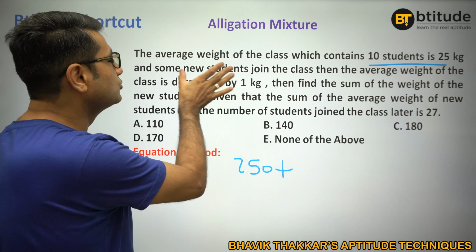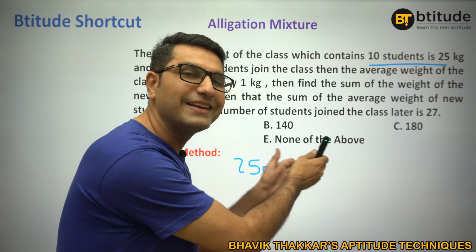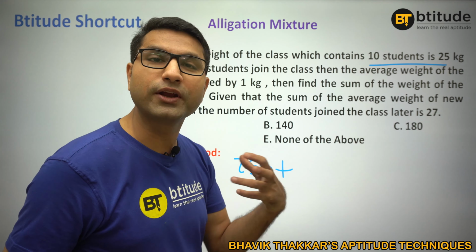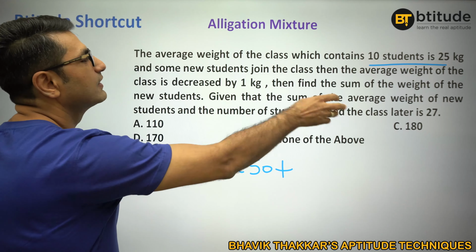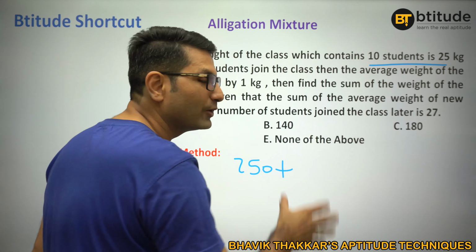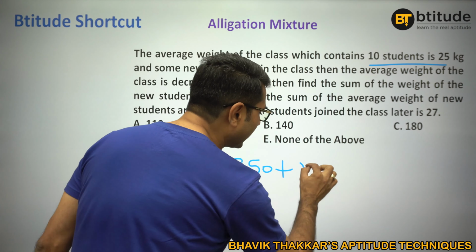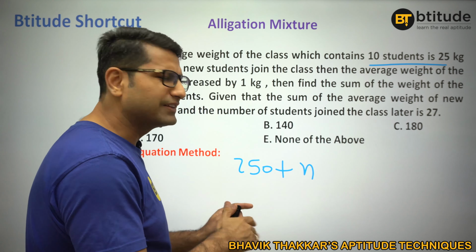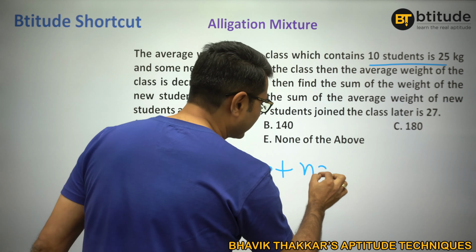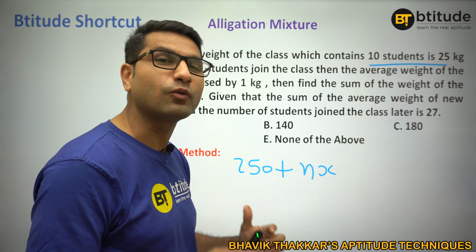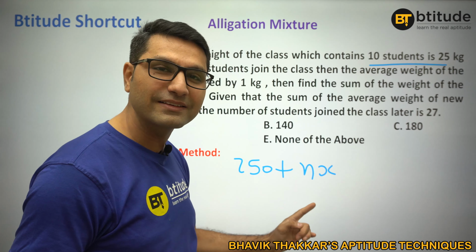Now, of course, because new students are coming, total weight will increase. So, plus. Now, how much it's going to increase? We don't know. It says some students have joined. We don't know the number of them. We don't know the average of them. So, we can say, okay, there are n number of students who are joining with the average weight of say x kg. So the total weight of new students will be nx, right? So final total weight of the whole class becomes 250 plus nx.